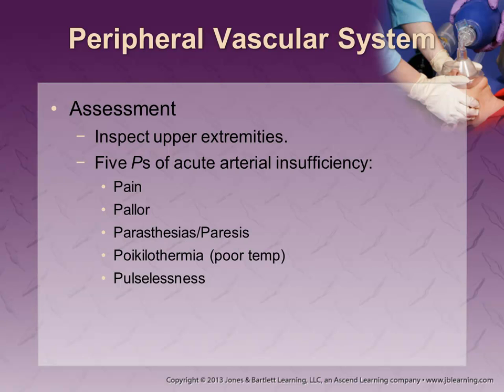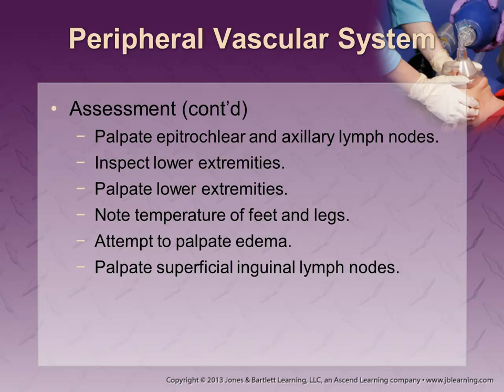Y'all go with the 5 P's? So we're checking for pain, pallor, which is going to tell us if they've got good color, good circulation. Checking their sensation, or paresthesia, seeing if they're paralyzed anywhere, have any sensation. Checking their poor temperature, if they have good temperature or poor temperature. And checking to see if they have a pulse.